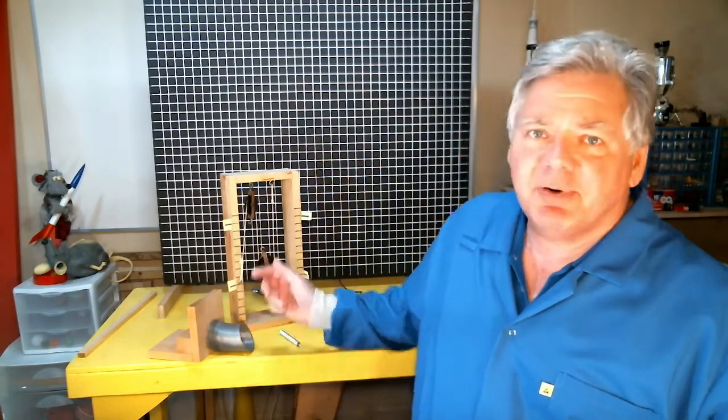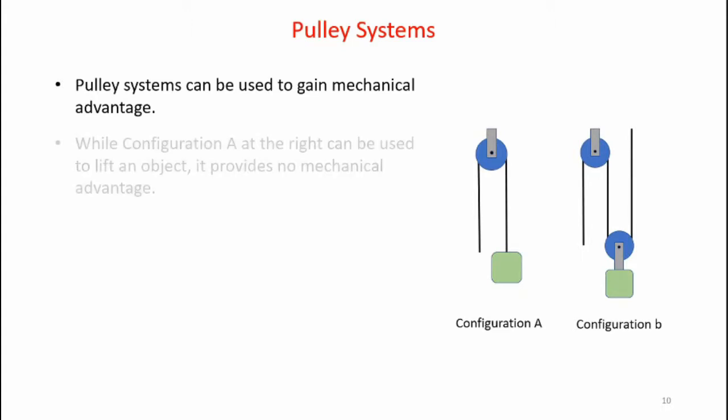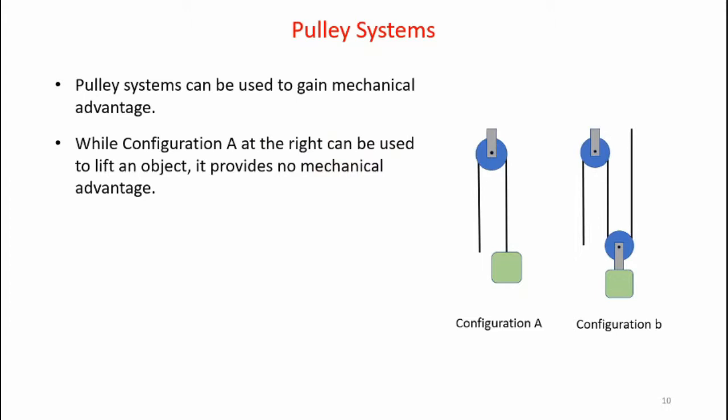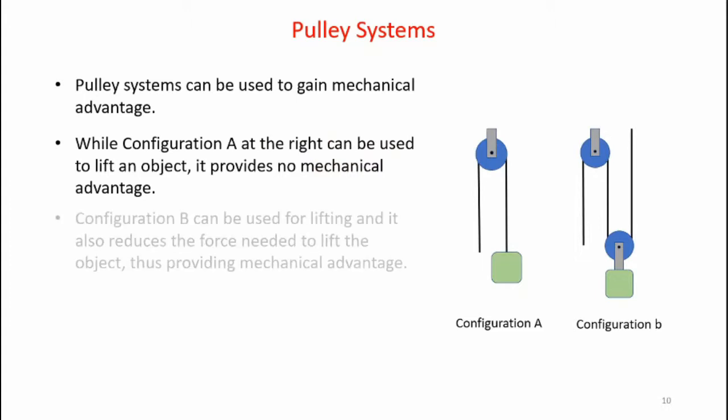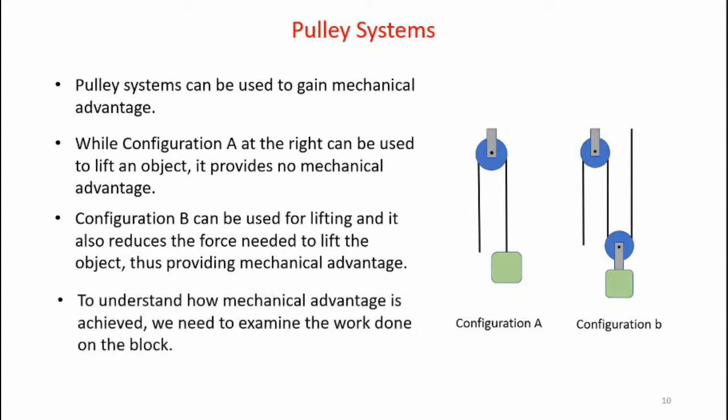Now let's take a look at some pulley systems. Here we have two simple pulley configurations. Now, pulley systems can be used to gain mechanical advantage. While configuration A at the right can be used to lift an object, it provides no mechanical advantage. Configuration B can also be used to lift, but it also reduces the force needed to lift the object, thus providing mechanical advantage.